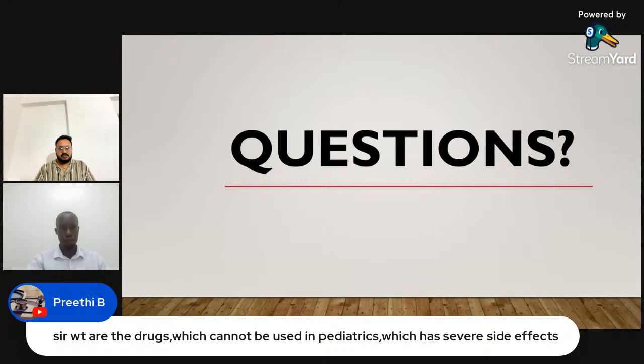Okay. There is a solution that contains half sodium. There are two fluids: one is the full normal saline and the other is half normal saline. Okay.